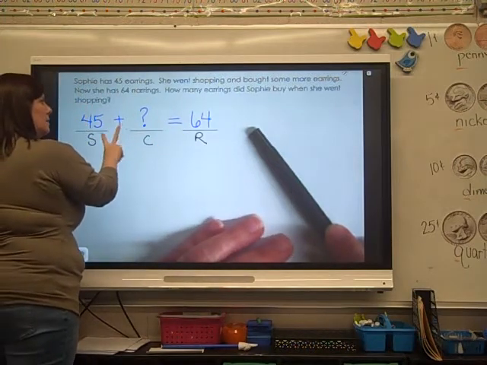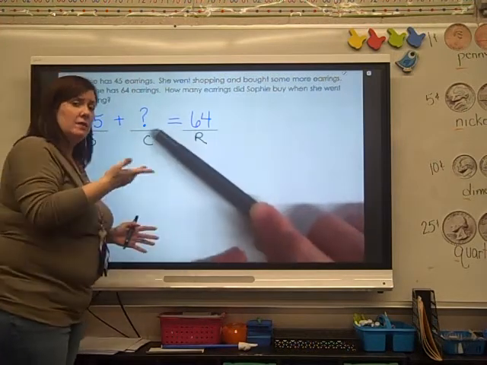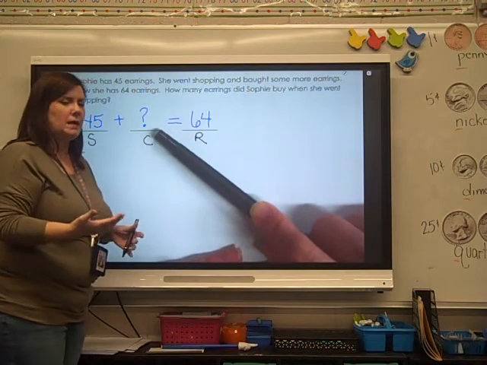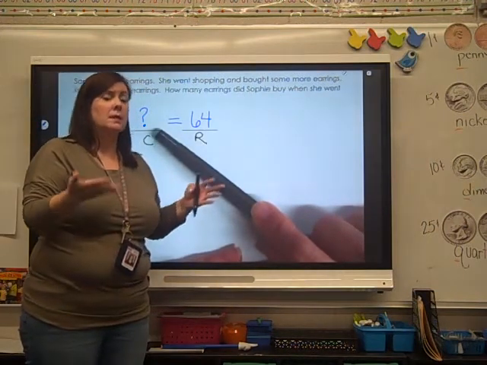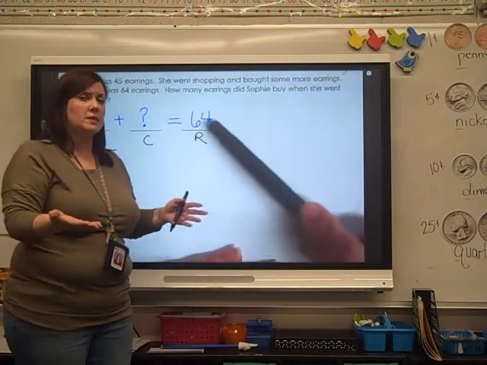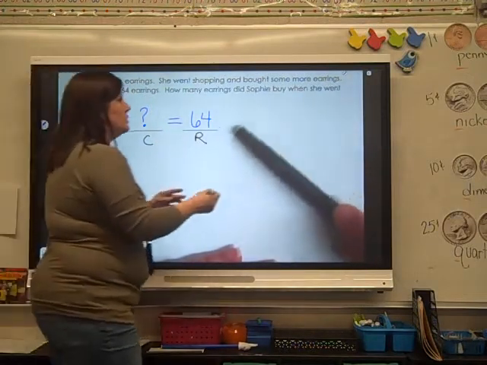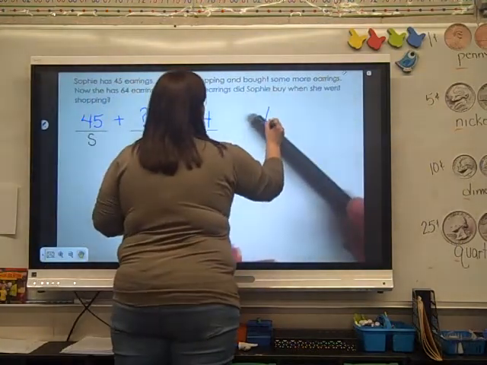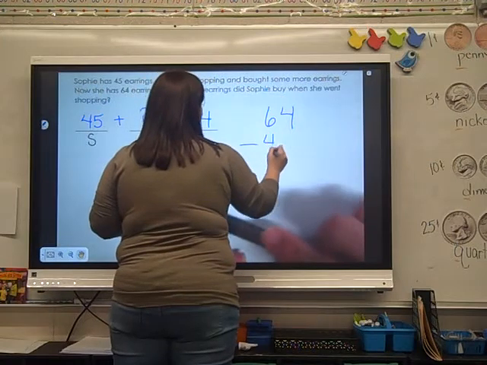Now, take your two fingers, put them on both sides of that plus sign. Do I have a number? No. Can I add if I don't have a number on both sides? No, I can't. What's the opposite of add? Subtract. We've got to write a subtraction problem. So let's look at our two numbers. Who's bigger? Oh, that 64 is bigger. So come over here, write our 64, subtract 45.